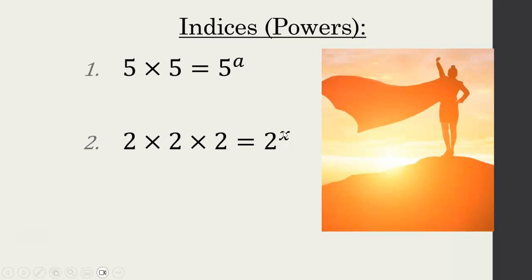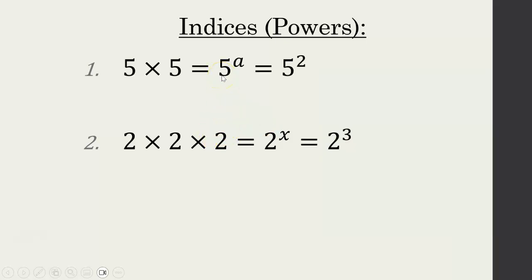Now, you should already be able to answer this. If you can't, then you might have to revise indices or powers. The answer to this one is 5 squared, or 5 to the power of 2. Why? Well, 5 is multiplying by itself 2 times. And with the 2, it would be 2 times 2 times 2, multiplying by itself 3 times, so it would be 2 cubed.